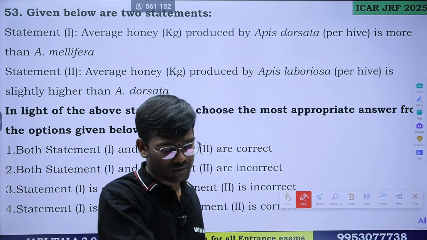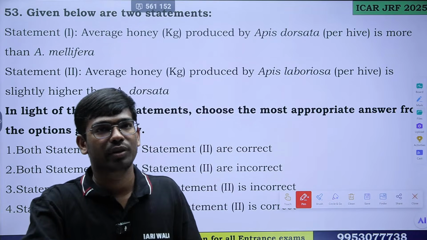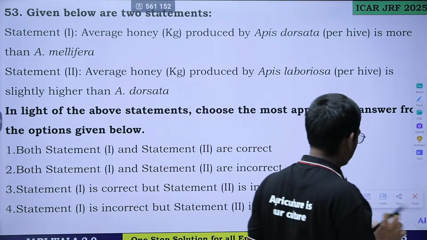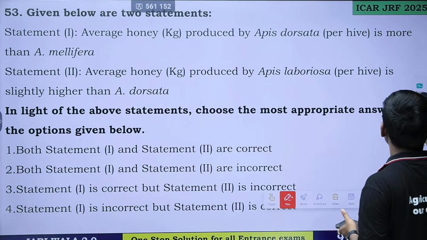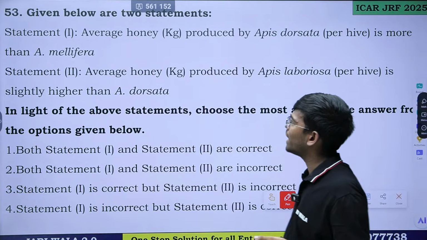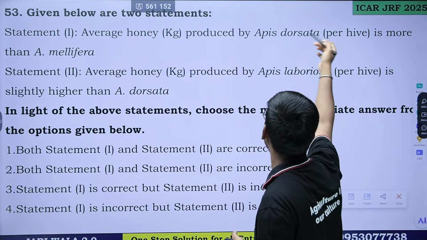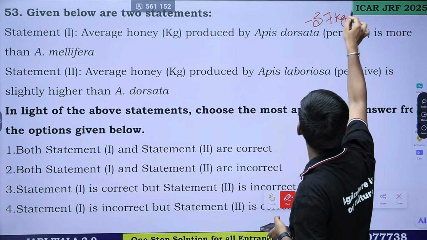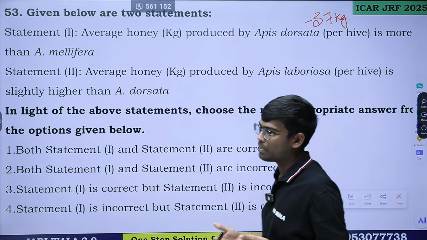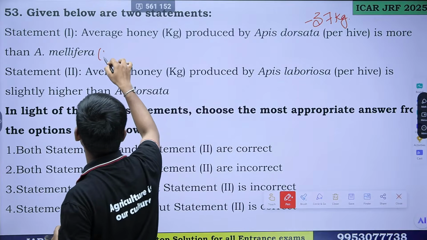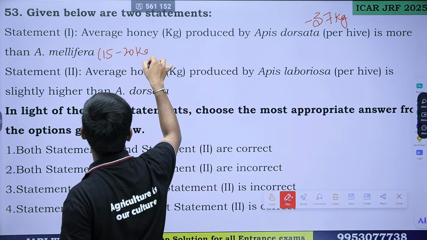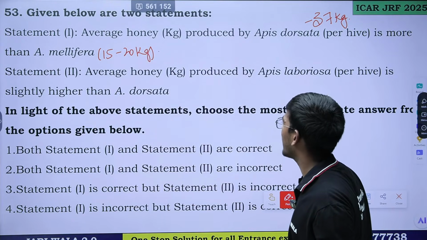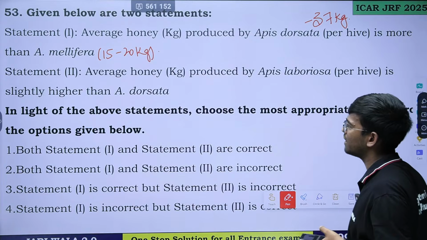When I attempted my first session of the PYQ in the 2025 paper, I read somewhere about the per hive ranges. Usually the average honey produced by Apis dorsata per hive will be 37 kgs, which is more, and in the case of Apis mellifera it is 15 to 20 kgs. And the statement says the average honey produced by Apis laboriosa is slightly higher than dorsata.